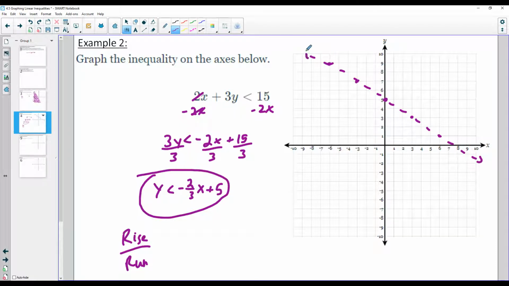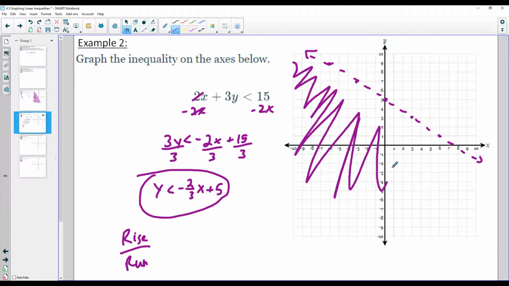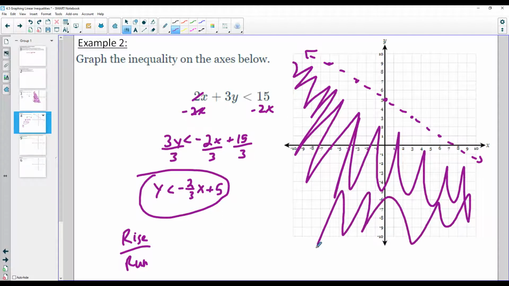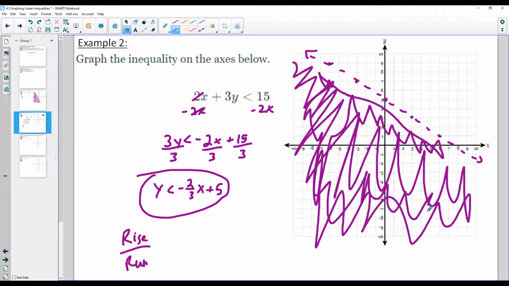Meaning that all the points on this line are not included in the solution. And then once again, if y is less than this line, we're going to want all the y values that are below this line, right? So I would shade underneath. And Delta Math has a nice way to shade, right? I'm going to shade all underneath.